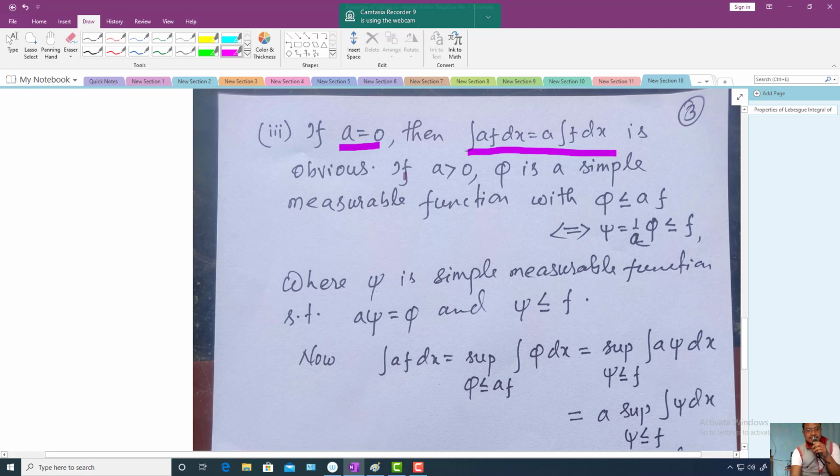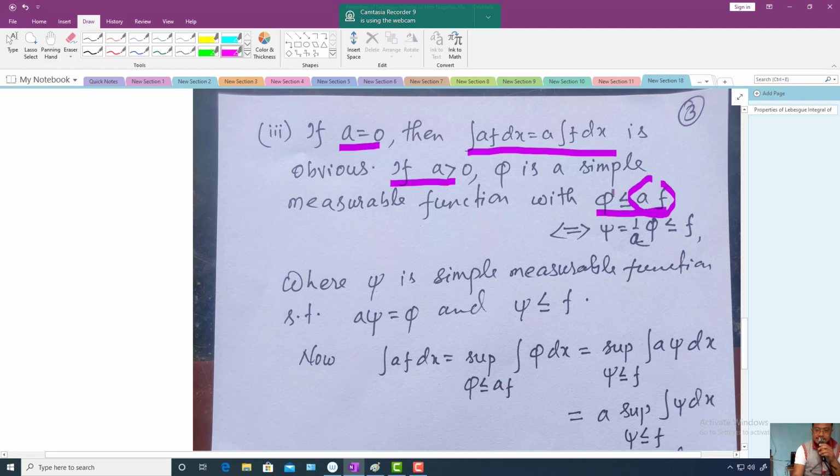Now let us consider the case when a is not equal to 0. If a is not equal to 0, then suppose phi is a simple measurable function with phi less than or equal to af. So you are going to find the integration of the function af. f is a function multiplied by a constant. Now you are going to integrate the function af, so you have to think about the simple measurable function phi which is less than or equal to af.